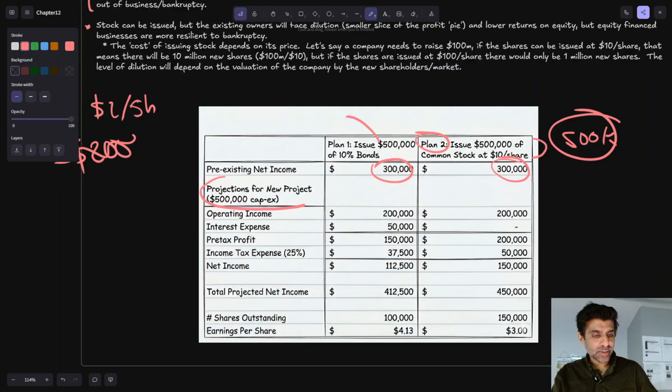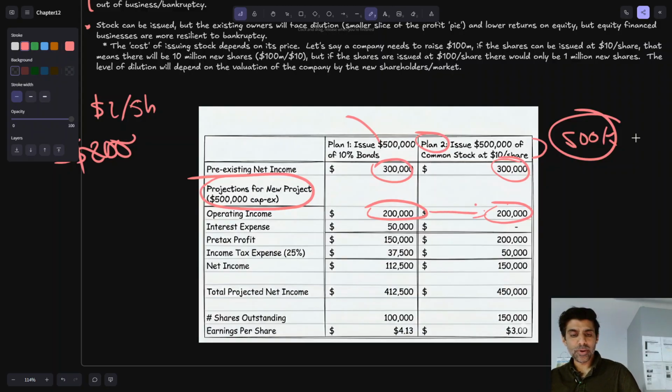For just this incremental $500,000 project, this is what it looks like. You're going to have this much operating income, right? So the revenues minus the operating expenses. It's the same, right? You're investing in the same new project in both cases. You're just deciding how to finance it. So this is again related to our assets equals liabilities plus equity. This 200K is just related to how much that 500K asset is going to generate in profit.